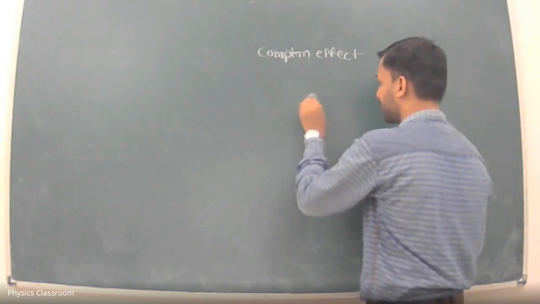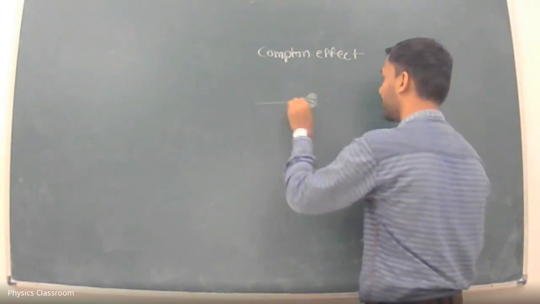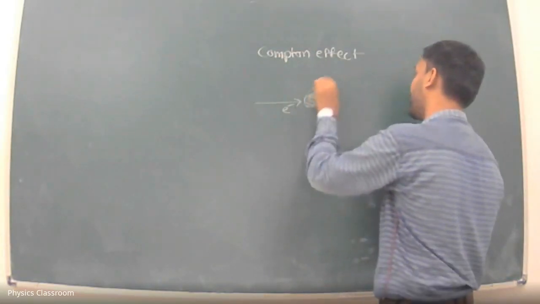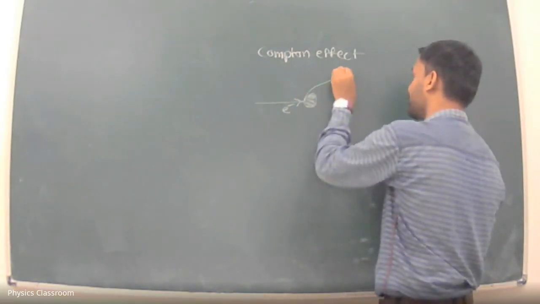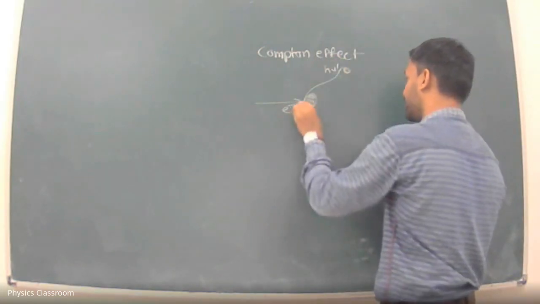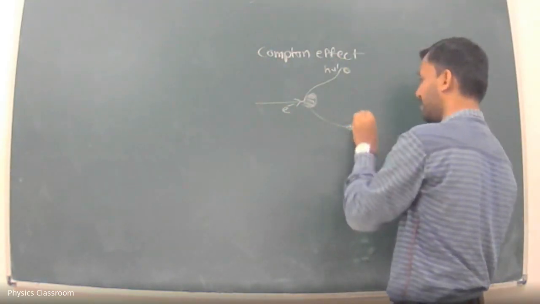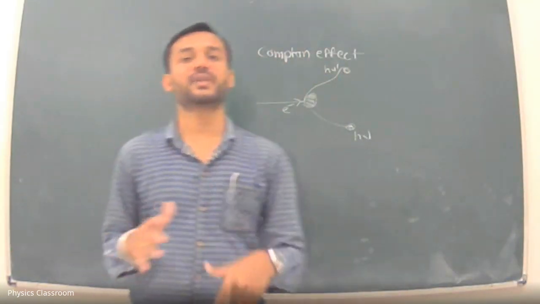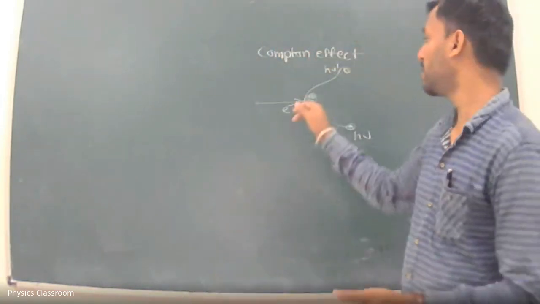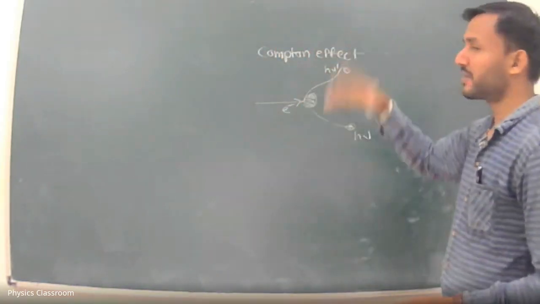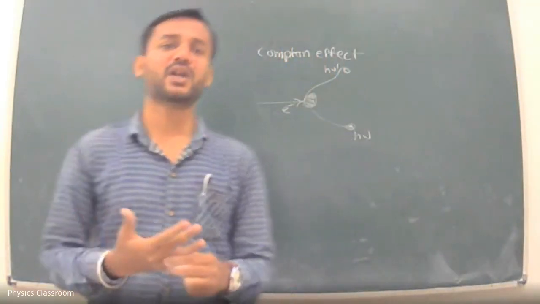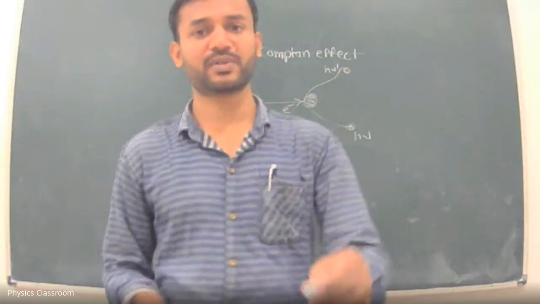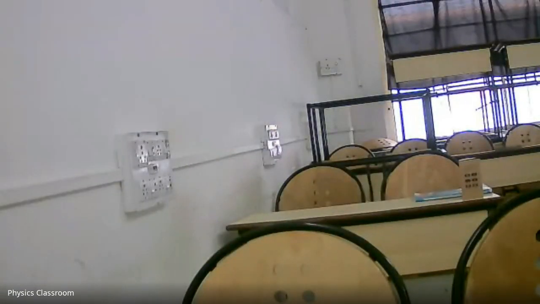If this is some metal, and electrons are incident on it, what happens? Its particle nature is also proved. If we consider some electrons on the metal surface, some scattering takes place, and a change in frequency is observed. Okay, some change in frequency is observed. I have to show it to you in PPT format.